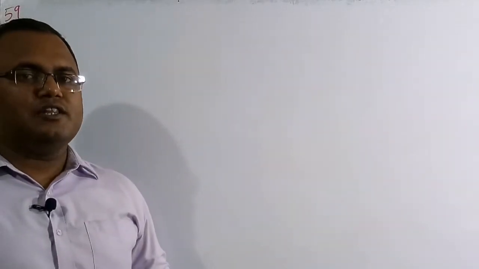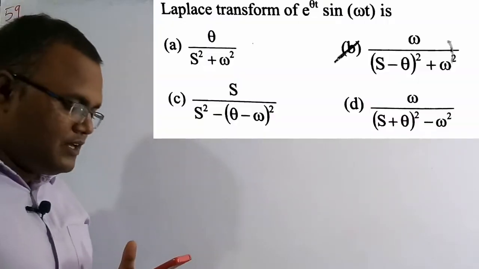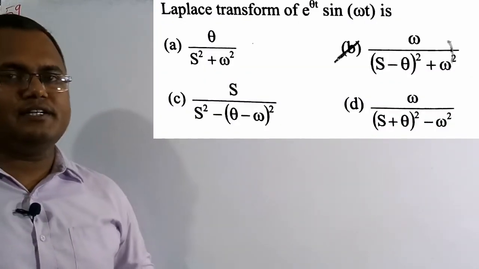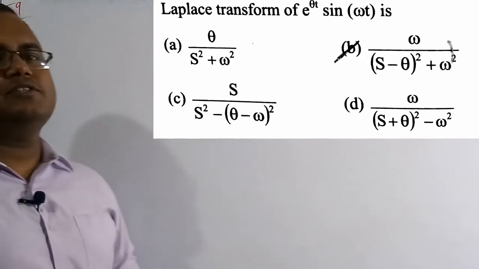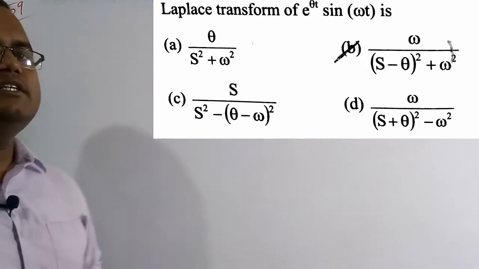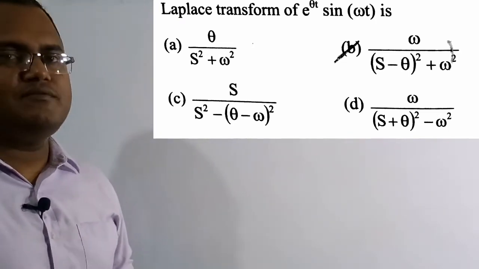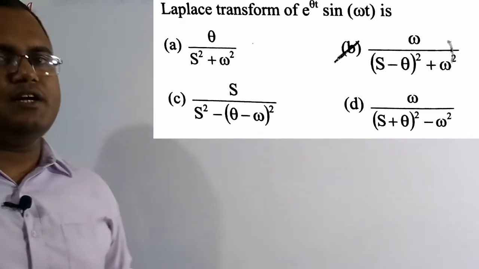Now we are going to solve the 59th question. See the question here: what is the Laplace transform of e to the power of theta t into sine of omega t? We have to find the Laplace transform of e to the power of theta t into sine omega t. Out of the four options, option B is the correct solution of this question. So let's solve this numerical.